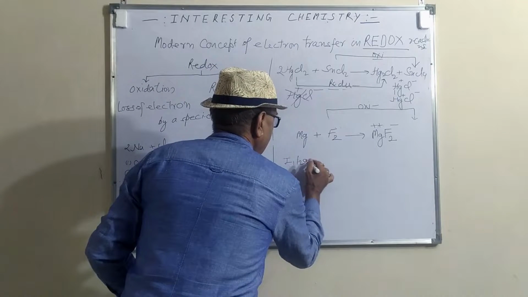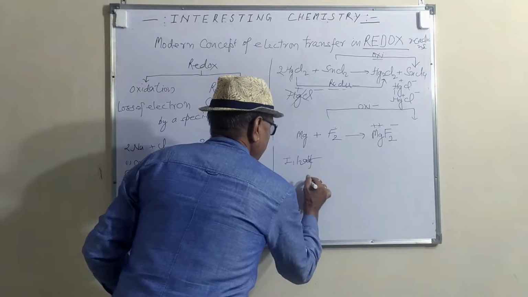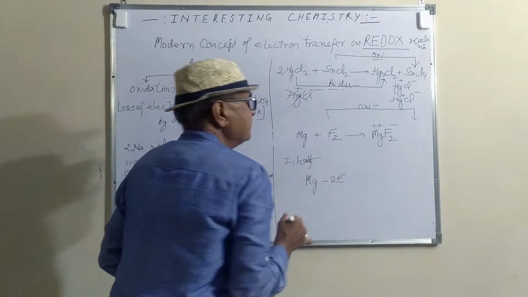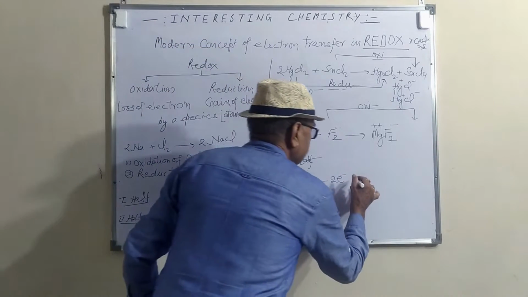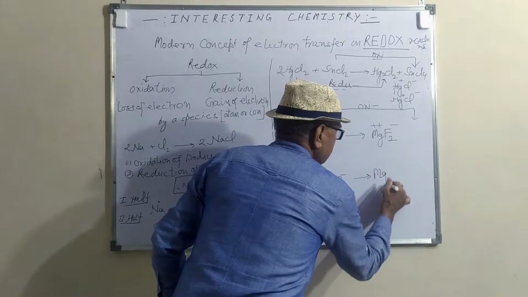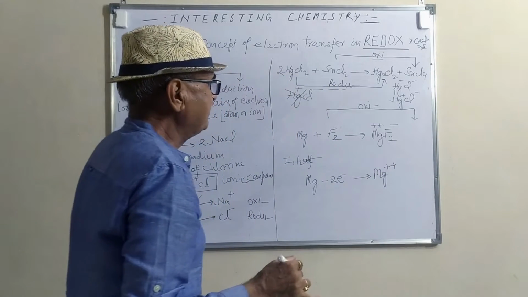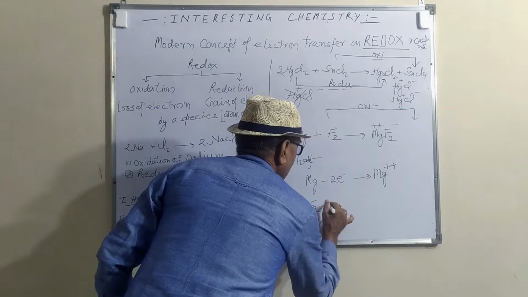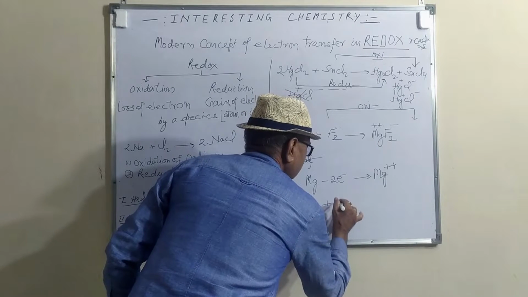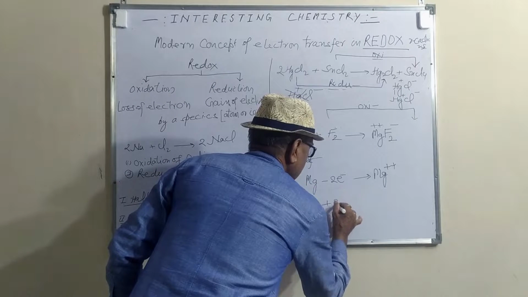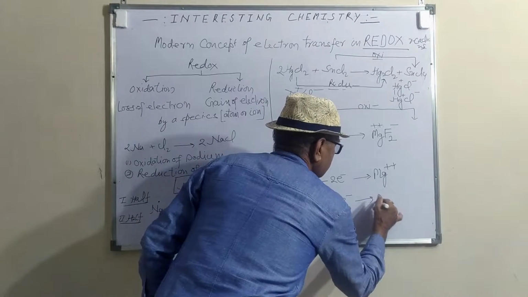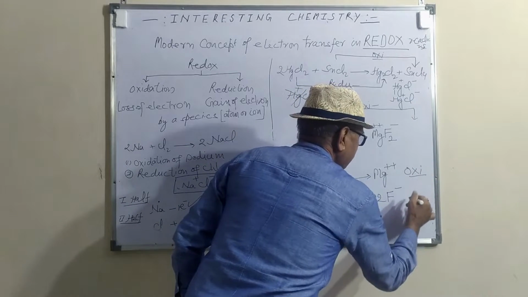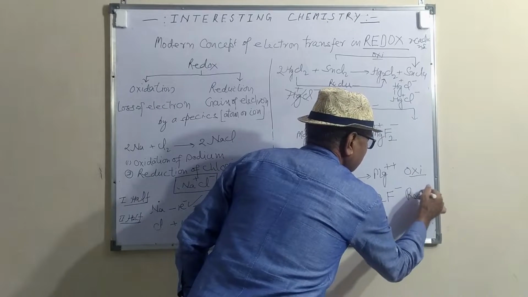So here, in the first half, Mg will lose two electrons, and it will change into Mg double positive. In the same case, fluorine F2 will gain two electrons, so it will be changed into 2F negative. So it is an oxidation, and it is a reduction.